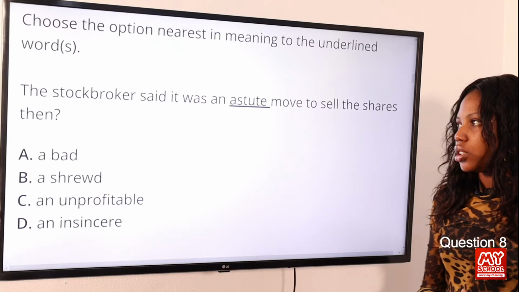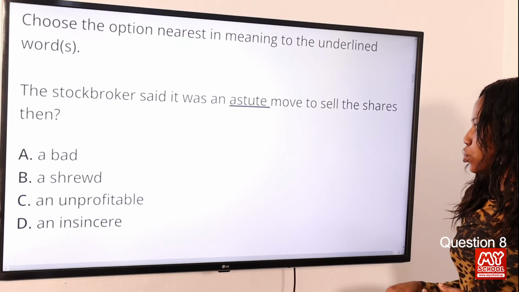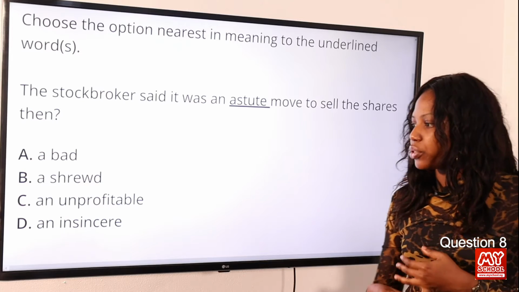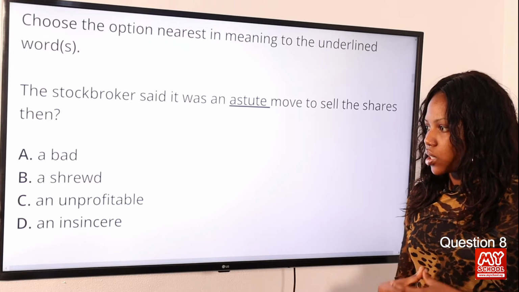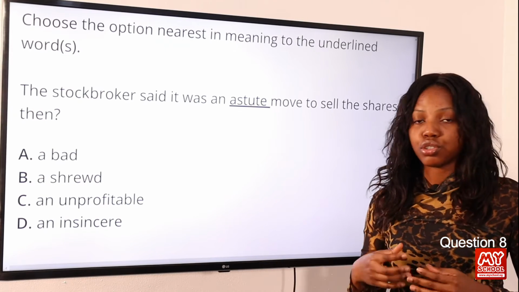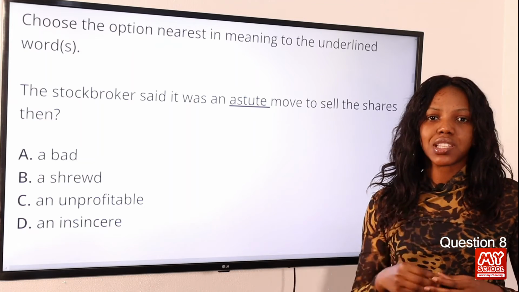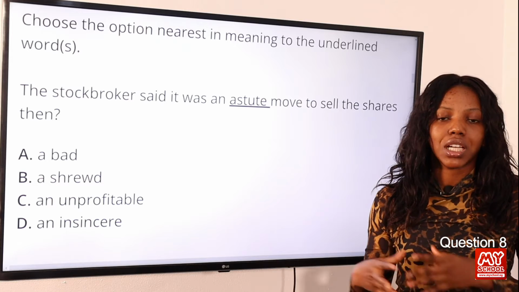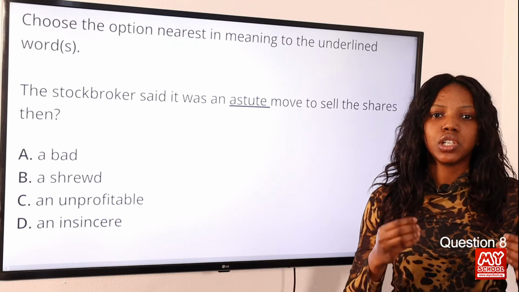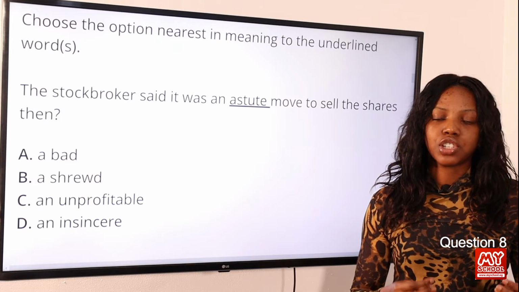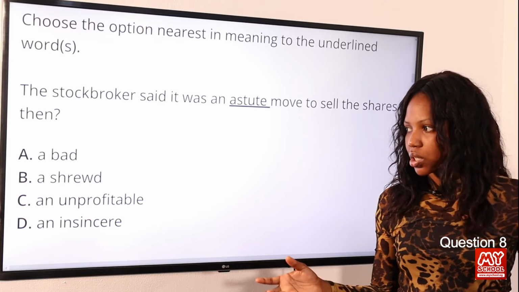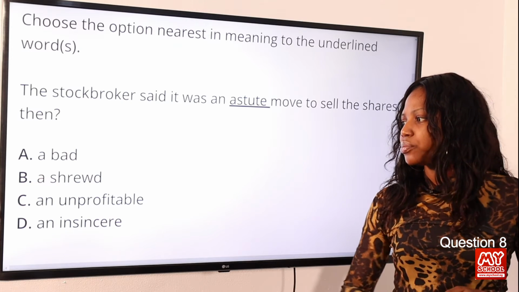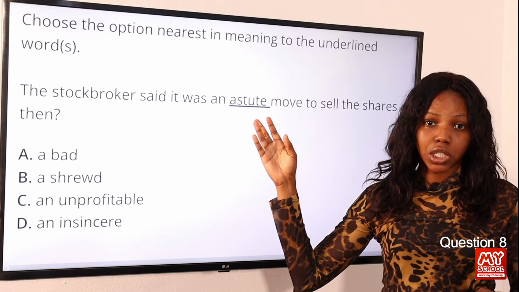Question 8. The stockbroker said it was an astute move to sell the shares then. Option A, a bad. Option B, a shrewd. Option C, an unprofitable. Option D, an insincere. The answer to this question is a shrewd. Now, the word underlined astute means having the ability to assess situations and people and turn this to one's advantage. Now, shrewd is having a clever judgment, okay, having a sharp, powerful, clever judgment. So the answer to this question is option B, shrewd, because the meaning is similar to the word underlined astute.